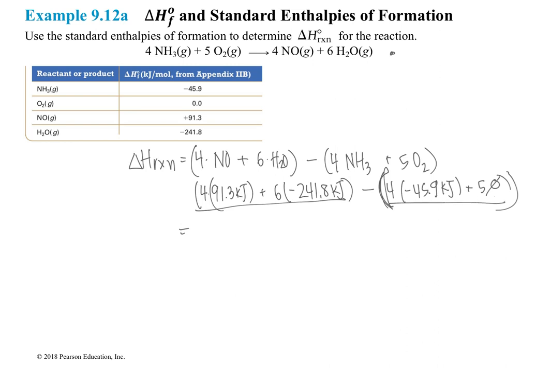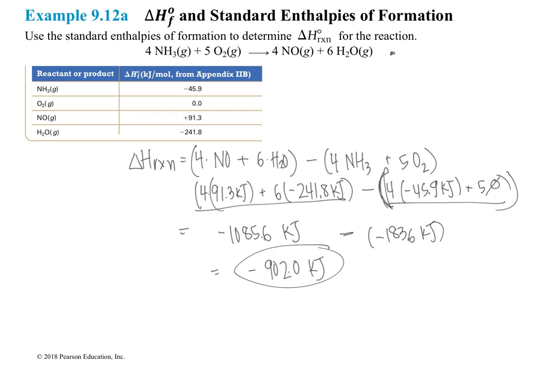And if I do, I get negative 1085.6 kilojoules minus negative 183.6 kilojoules, for a total of negative 902.0 kilojoules. So I could write that, just like we did before. Delta H for this reaction is negative 902 kilojoules, just like we've seen at the beginning of the chapter.